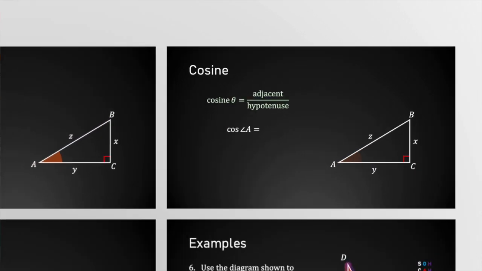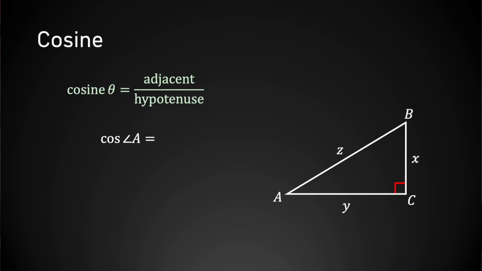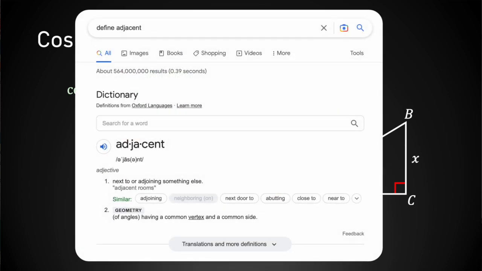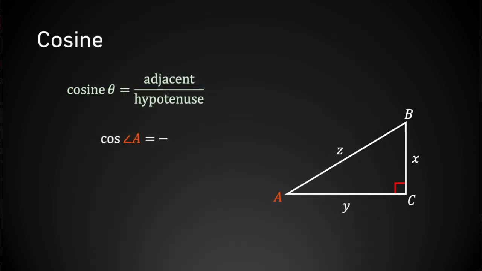The cosine of an angle is the ratio of the adjacent side to the hypotenuse. We're going to use angle A as our reference angle again, but what on earth does adjacent mean? That may be a new word for some of you. Well, in everyday English, it means next to or touching. The geometric definition is a little more precise. It has to do with sharing a vertex, but the idea is still the same. We just want a side that touches angle A.